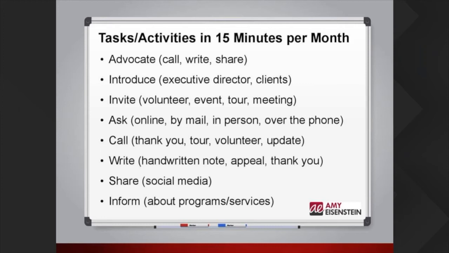You can ask board members, can you make 1 thank you call a week, 4 thank you calls a month? Can you call to invite 3 people a month to come on a tour, or to volunteer, or to provide an update? So all things that are less than 15 minutes a month. They can write thank you notes, appeal letters, whatever you need them to write. Just give them bullets, give them stationery, help them out. Make sure that they are really effective. Sharing on social media. Inform people about programs and services, share your newsletter.